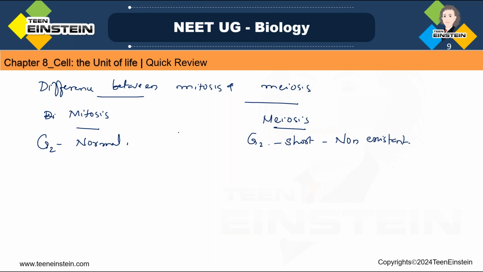So here the difference, whatever I am saying, each and every point is an important question. This came in the previous year question paper also. Here, the division phase is of 1 or 2 hours in mitosis. But in meiosis, the division phase takes several days to several years. Clear?